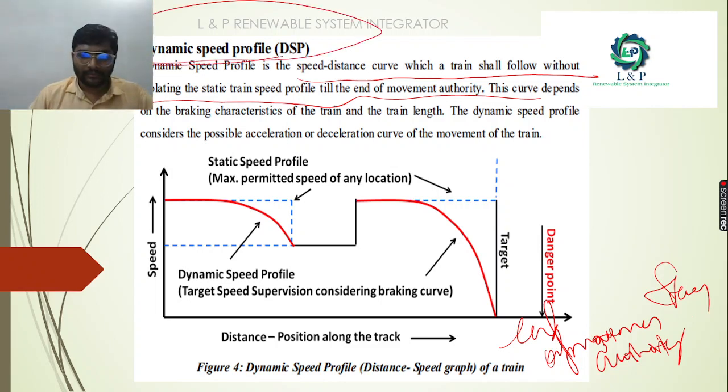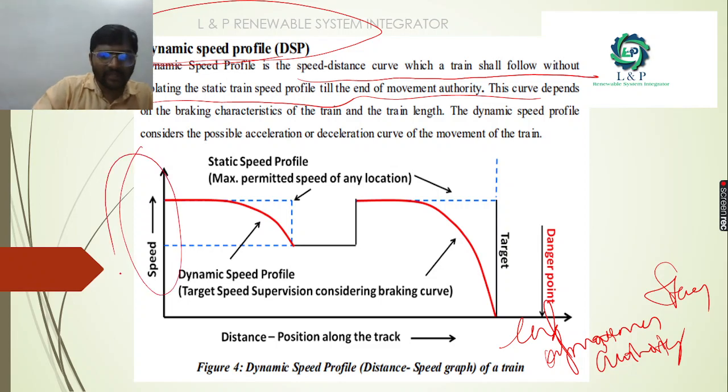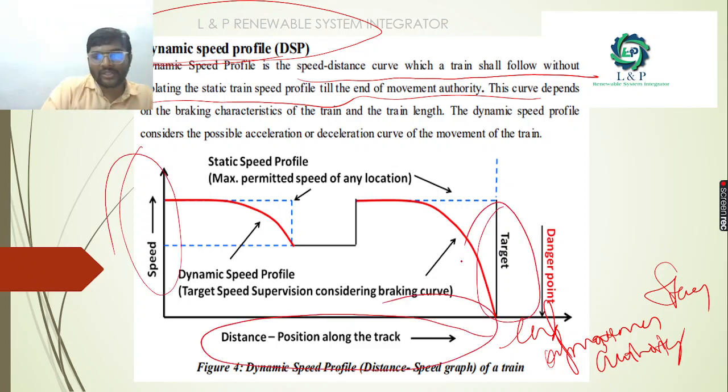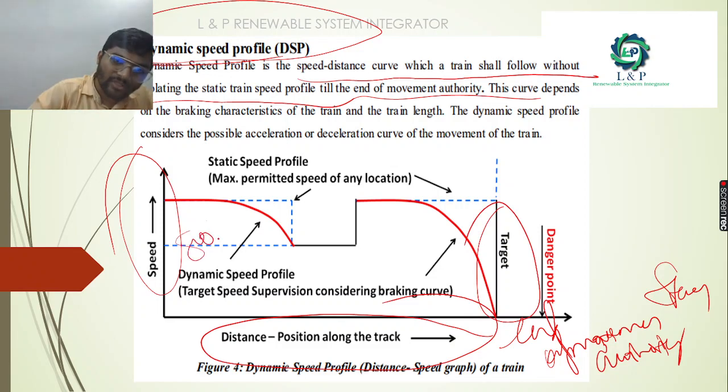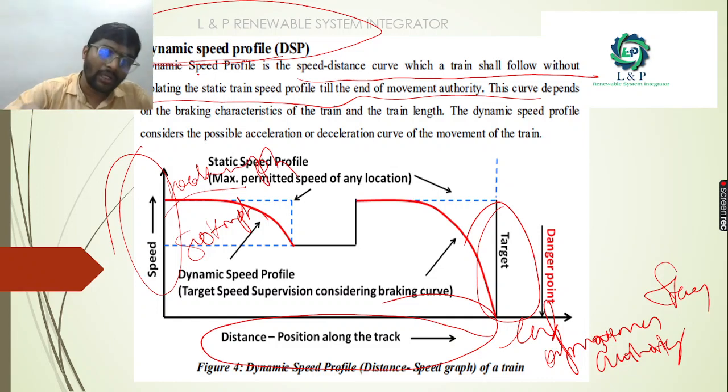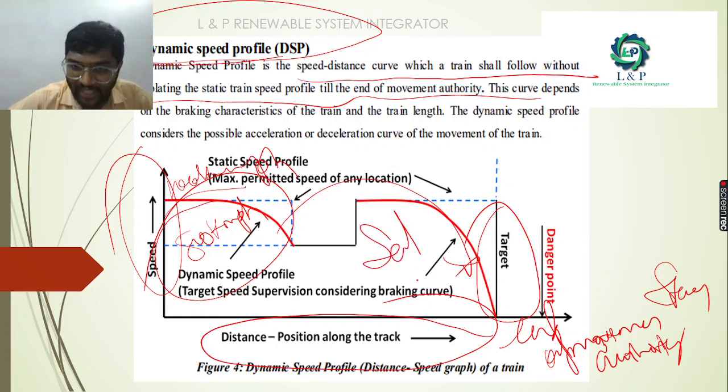As you can see here, this is speed and this is distance. This is going to be the target distance. In order to achieve the target distance, say for example, if the train has to follow only 80 kilometers per hour, but it is coming at 100 kilometers per hour, with the help of this dynamic speed profile input, it will control the speed to 80 kilometers per hour to reach the target safely.